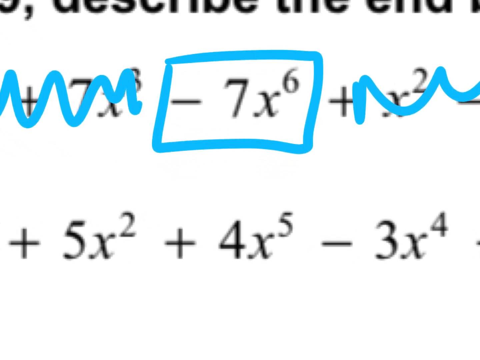Now remember, positive or negative tells us what the right arrow does. So is this positive or negative? Negative. So what's our right arrow going to do? Falls right. It goes down because it's negative, so we would say falls right. So we always start with the right arrow.